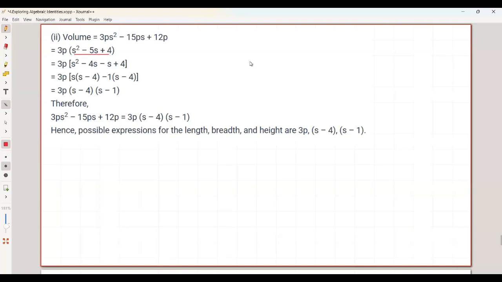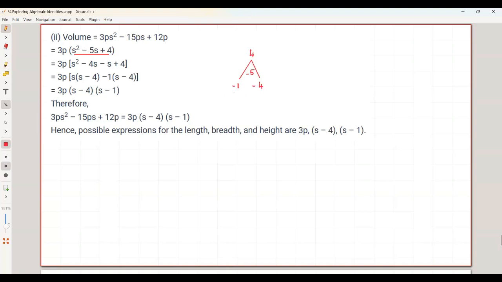So the product of two numbers I should get 4, and the sum of two numbers I should get as minus 5. I can take 1 fours are 4, while adding I have to get minus 5. So I can take minus 1 and minus 4. Minus into minus is plus 4, and adding, minus 1 minus 4 is minus 5.